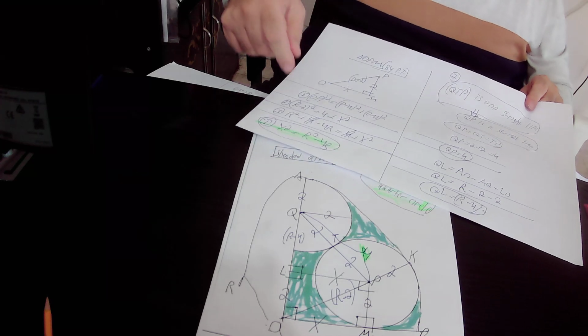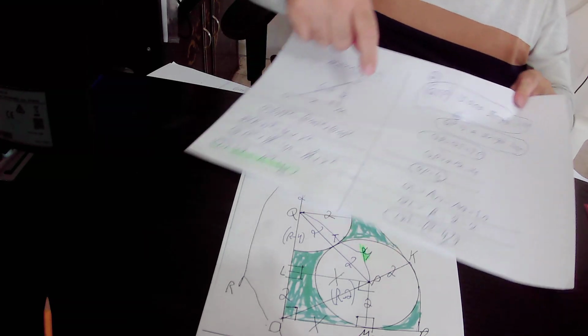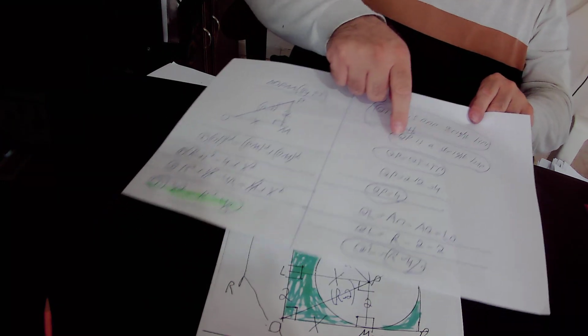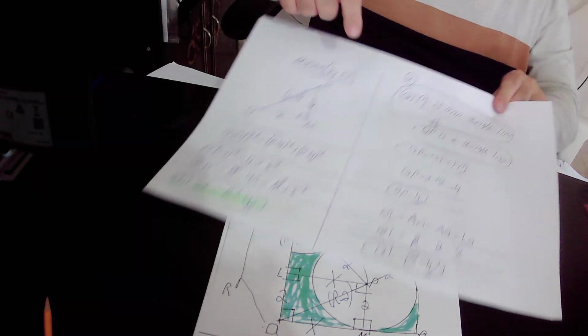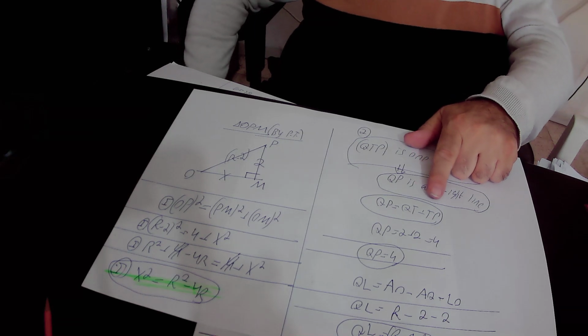So if QTP is a straight line, then QP is also a straight line. And what is the length of the straight line QP? The length of the straight line QP is QT plus TP. I repeat again, QP equals QT plus TP.